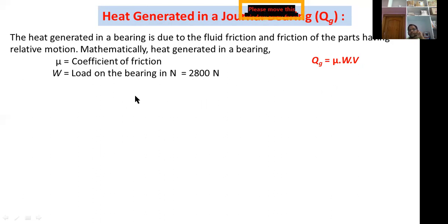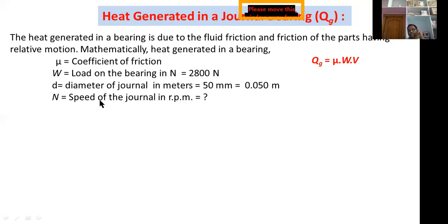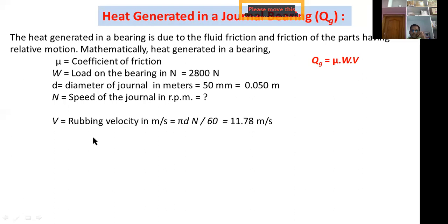The velocity of the shaft equals pi D N by 60. The diameter of the shaft equals 0.05 meters, and N is not given. You have to find that value. So the velocity of the shaft equals pi D N by 60 equals, okay, this value is not correct.